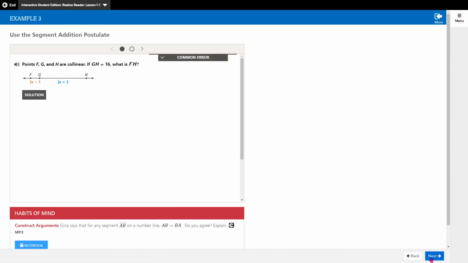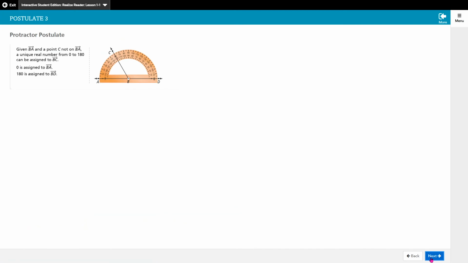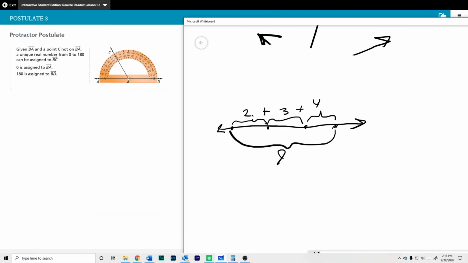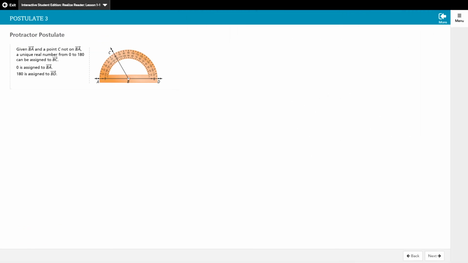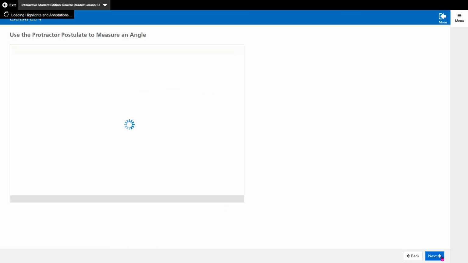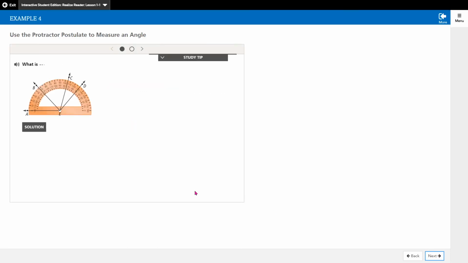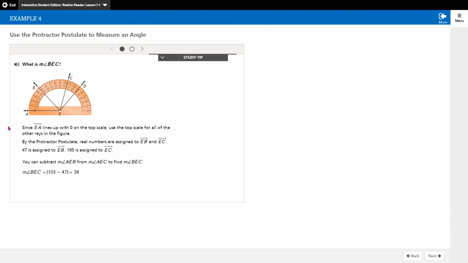I want you to go through this every step. Protractor postulate. Now the protractor, remember, is the thing for measuring angles. The protractor postulate says that you can measure angles with a protractor. That's all it's saying. Use this to measure an angle. Cool. All right, so we just go, what is BEC? BEC. That's how you do that, right?